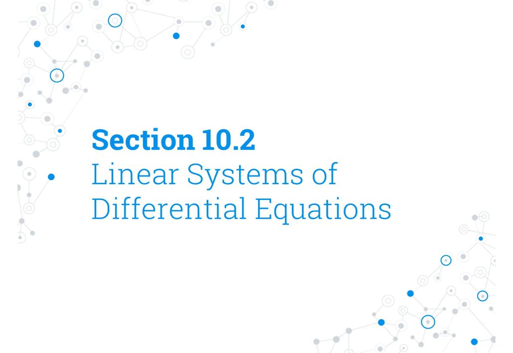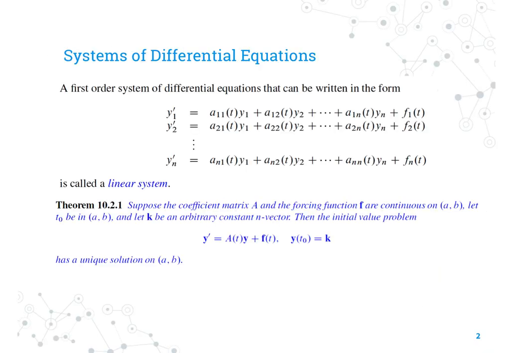In section 10.2, we're going to be looking at linear systems of differential equations. A first-order system of differential equations that can be written in the form where we have all of the first derivatives on the left and they all equal some function of t times the different y's on the right plus a forcing function is called a linear system because these are linear first-order differential equations. So we're looking at a system of linear first-order differential equations, which we call a linear system of differential equations.